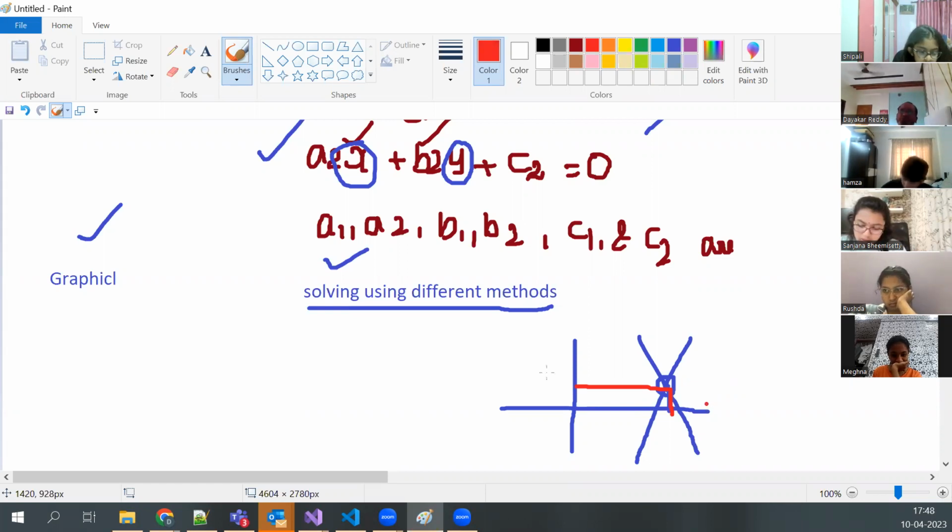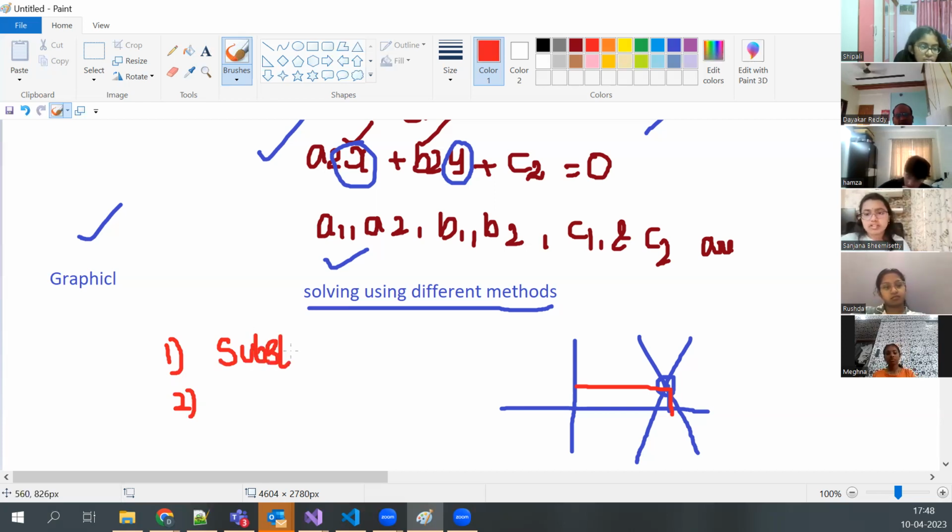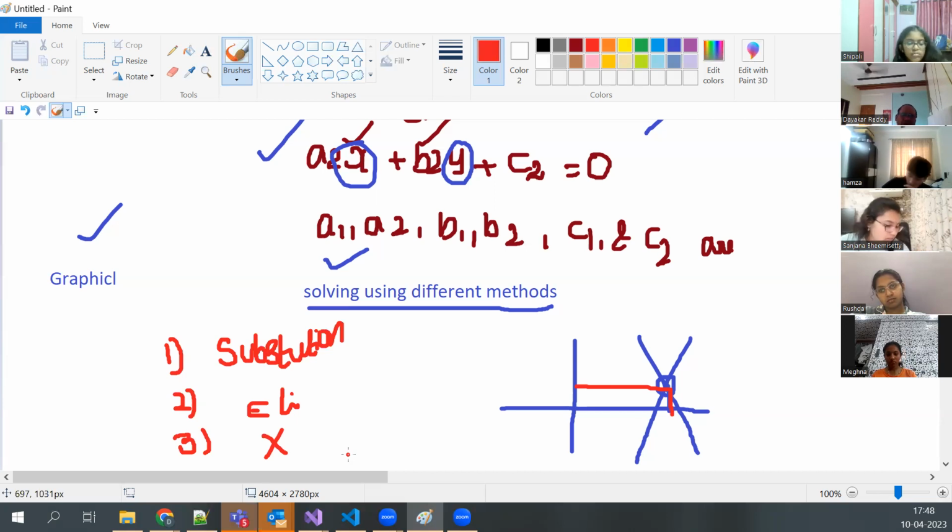But when it comes to solving using different methods, what are all those different methods you are having? There are three important methods available. What are those three important ones? Can anyone remember? No? Substitution method, elimination, and cross multiplication. One is called substitution. Another one is called elimination. The third one is called the cross multiplication method.